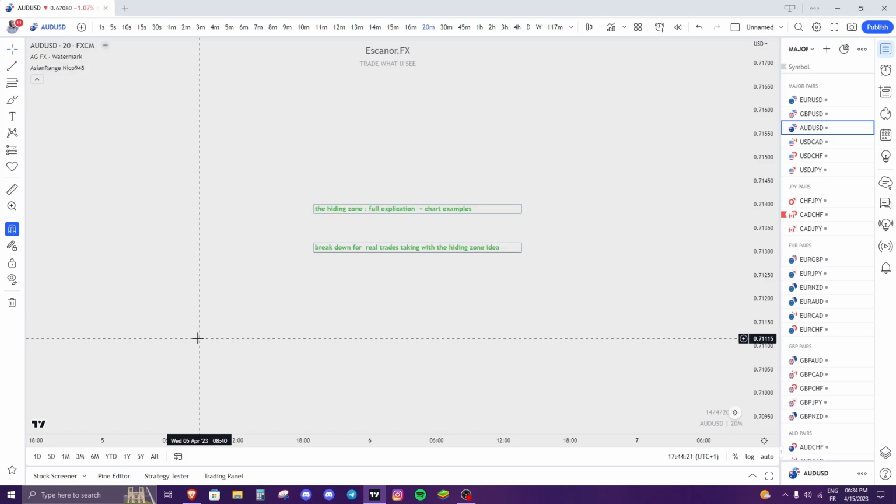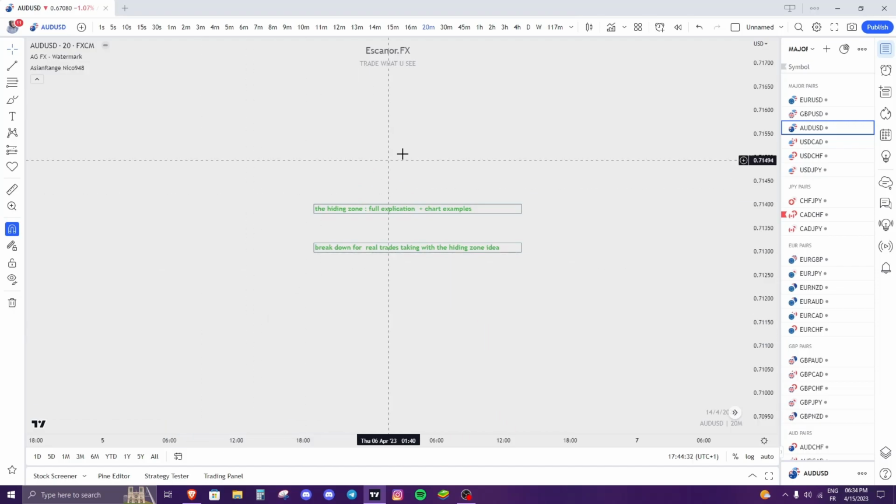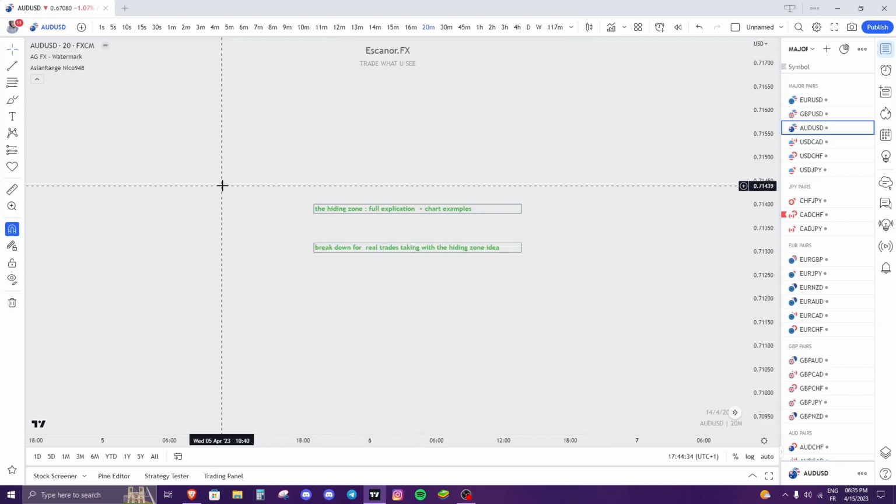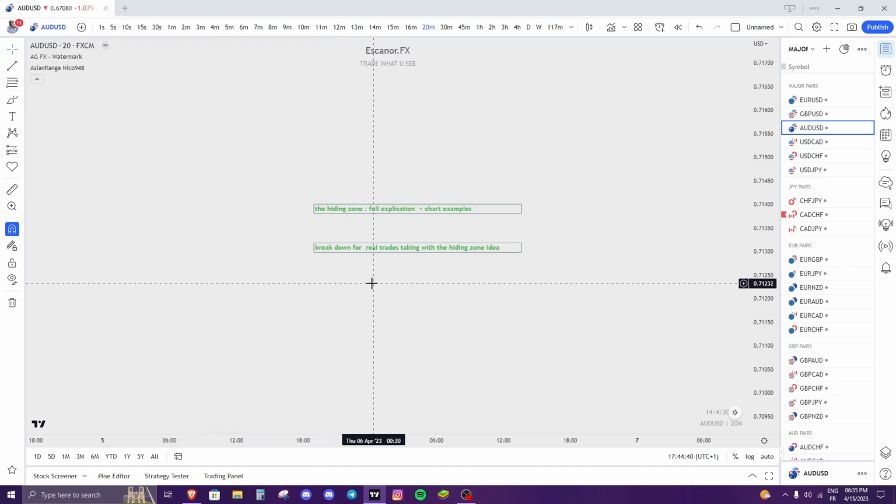Today we're gonna talk about one of the biggest secrets in the smart money concept. We're gonna talk about the hidden zones. In this video we're gonna talk about two things. First, the hidden zones full explanation, and we're gonna give some examples from the charts. The second thing, we're gonna do a breakdown for a real trade taken in the Discord community by using this idea of the hidden zones. So let's start with the first thing.